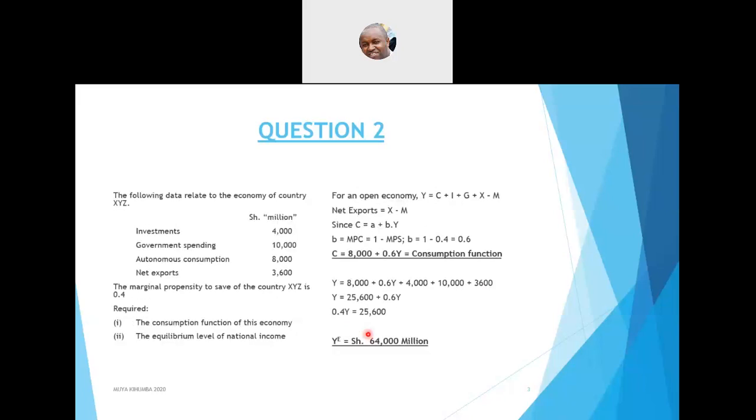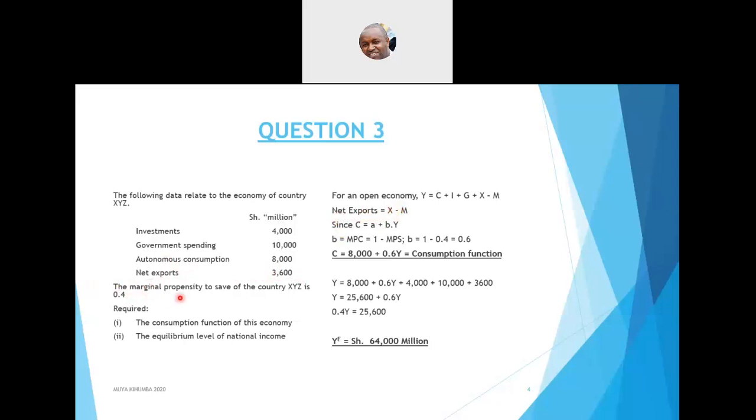Let's move on to question 3. Again, we've been told the following data relates to the economy of country XYZ. The figures are in millions of shillings. Investment, 4,000. Government spending, 10,000. Autonomous consumption, 8,000. Net exports, 3,600. You notice that in this case, we've been given net exports. And on the solution side, we've said that net exports is X minus M. We had stated that previously.